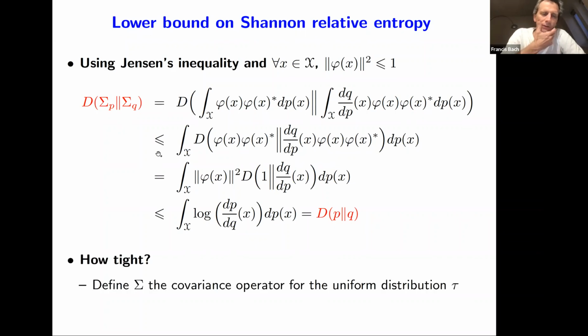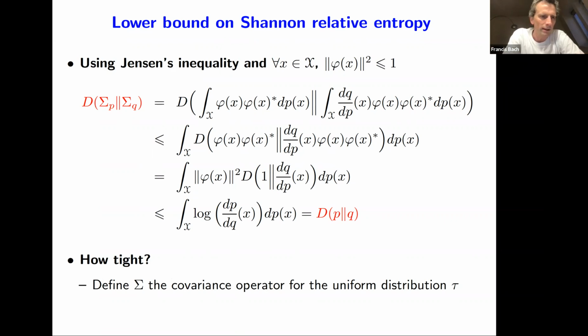Of course, the question is, how tight is it? Because for lower bounds, you can always get 0, it's a lower bound, so it's not very useful. And for that, I'm going to define a special operator, which is the covariance operator for the uniform distribution. Here I've assumed compactness, so I can define the uniform distribution, and sigma will be the corresponding covariance operator.